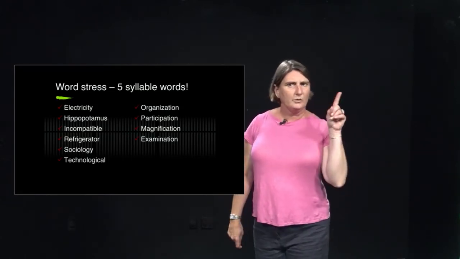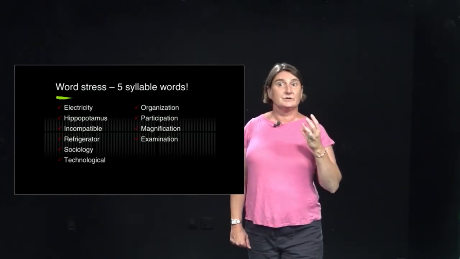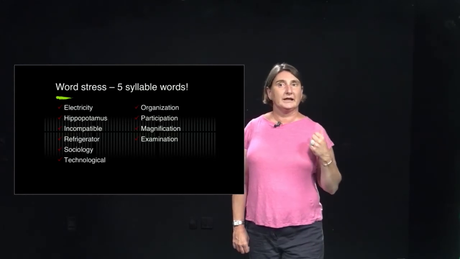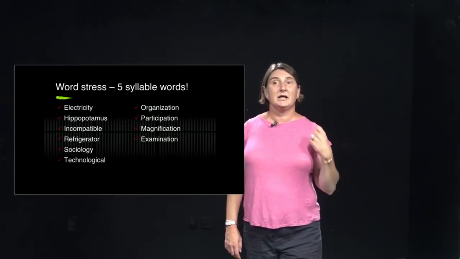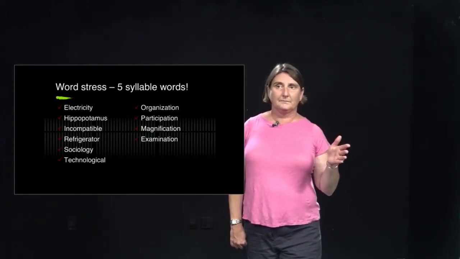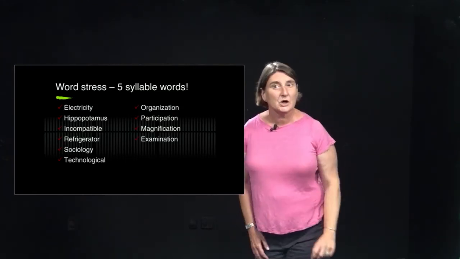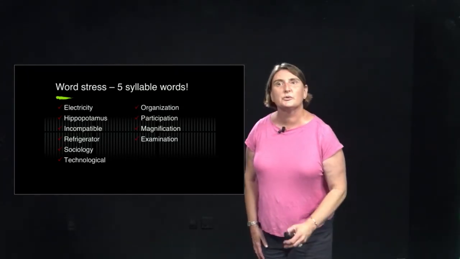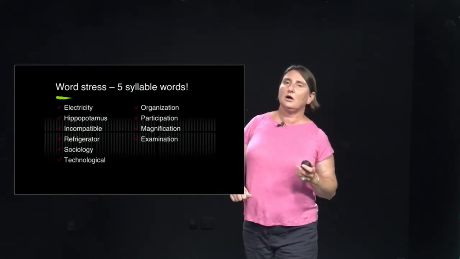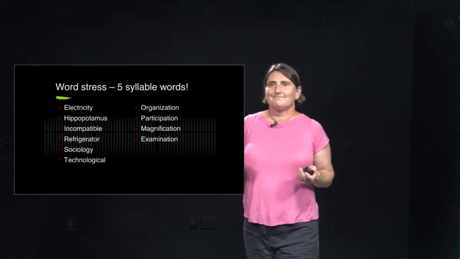Organization, ooh, that one has stress pretty far back. Organization, so the fourth. Participation, fourth. Magnification, examination. So those have main stress on the fourth, but a little bit of stress going on in the earlier syllables as well, so that we don't have too many unstressed syllables in a row. English loves to alternate stress. Weak, strong, weak, strong, weak, strong. We love it.